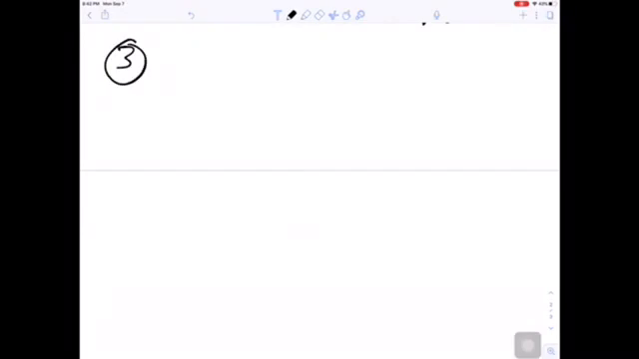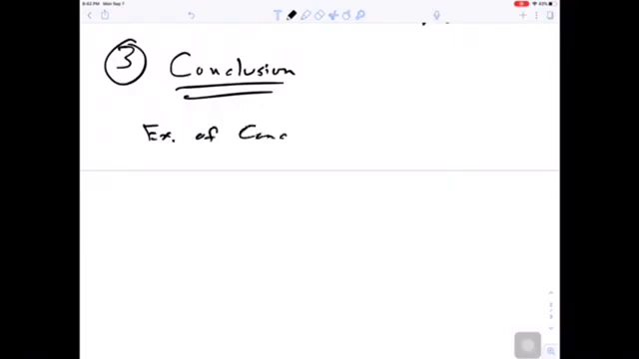So now we have our 95% confidence interval, which means we can arrive at the conclusion. So the conclusion has to be structured in a specific way, and it has a lot of requirements. So this is an example of a conclusion I'm about to show you on the board.